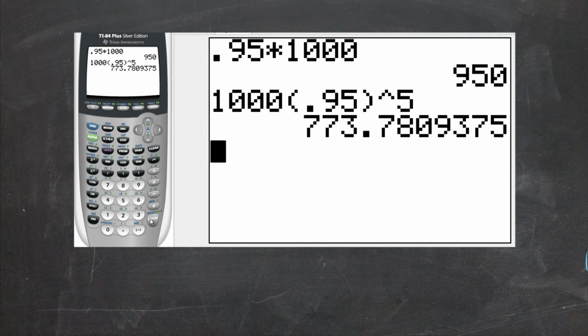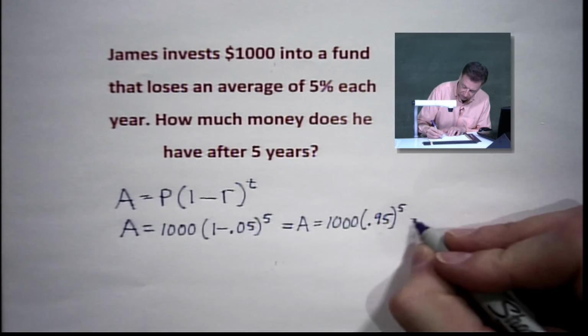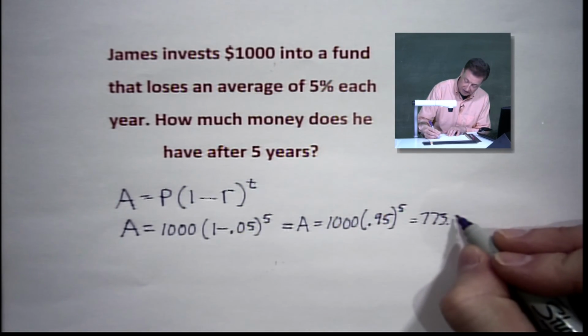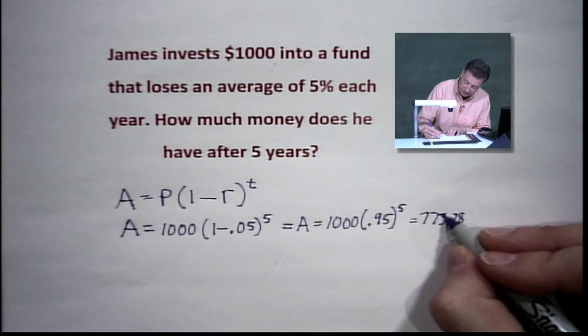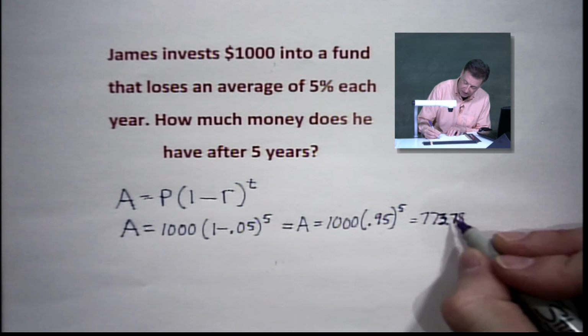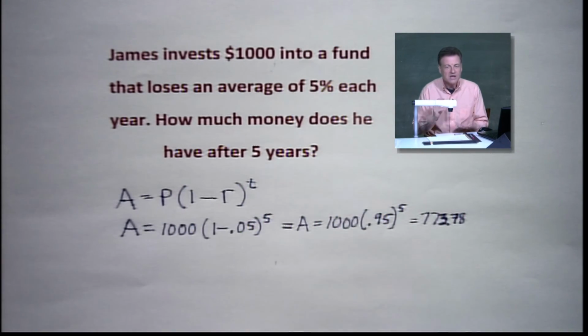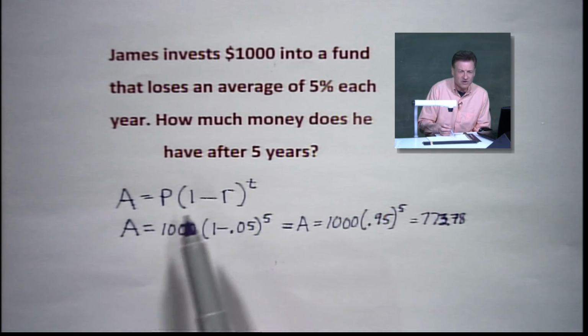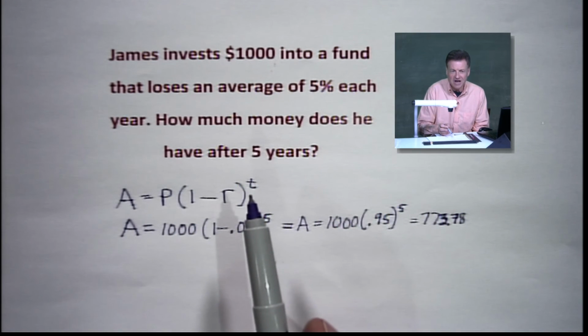Whoa! Losing money. What happened? Wow, we are down to $773 and a little chump change. So in this case, it's not as pretty. 773 and 78 cents. Hold on to 78 cents, James, because if you keep doing this, it's going to get lower and lower. That's the idea. We're losing money. And even the first year, he's lost $50.